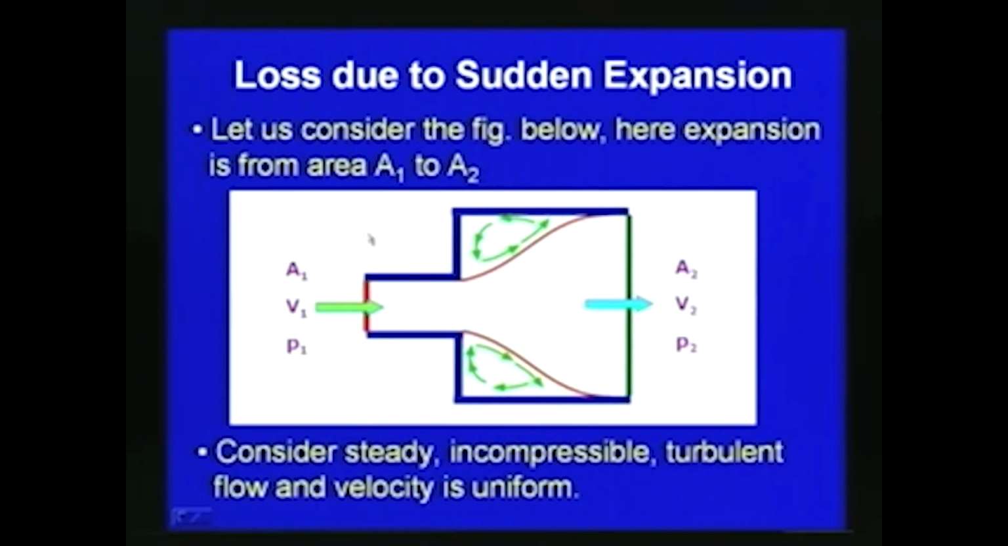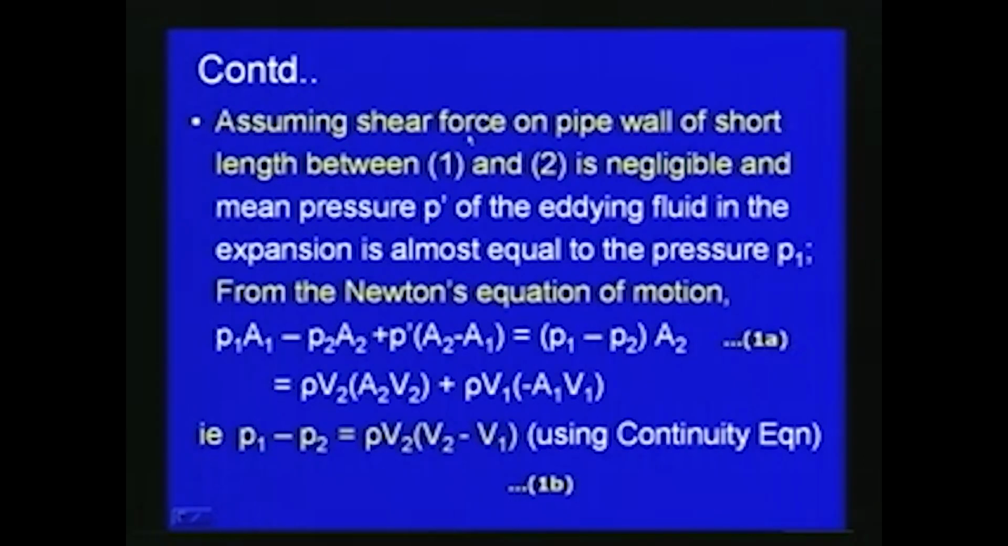Here let us consider two sections, section 1 and section 2. At section 1, area of cross section is A1, average velocity is V1, and pressure is P1, and at section 2, area of cross section is A2, velocity is V2 and pressure is P2. Let us consider the flow to be steady, the fluid incompressible, turbulent flow, and velocity uniform. With these assumptions, the shear force on the pipe wall of short length between 1 and 2 is negligible, and the mean pressure P dash of the eddying fluid in the expansion is almost equal to the pressure P1.